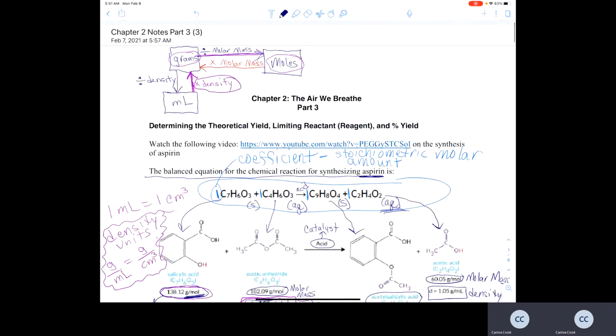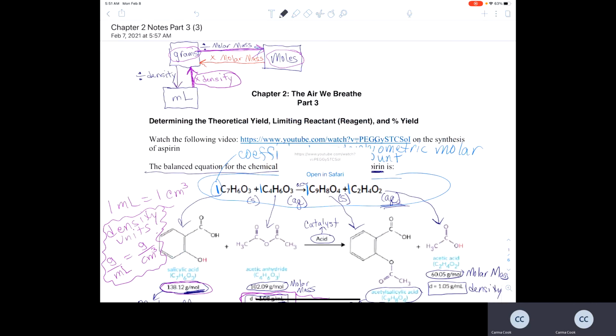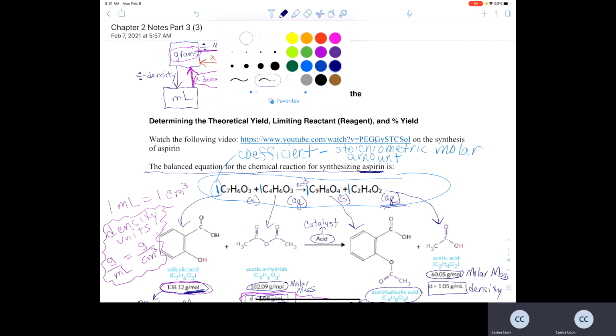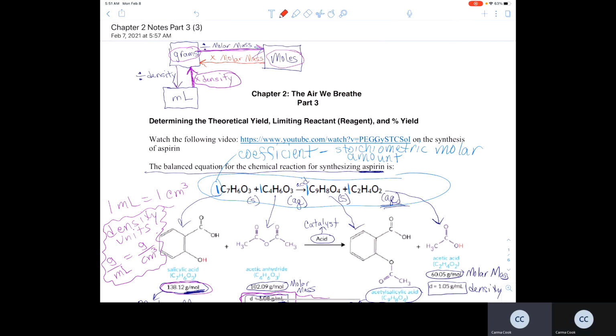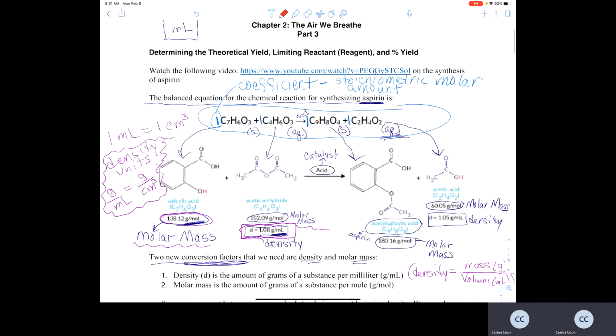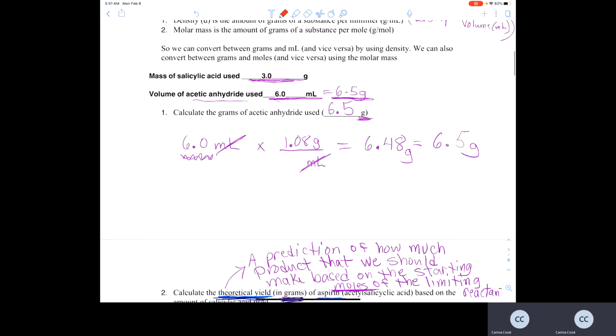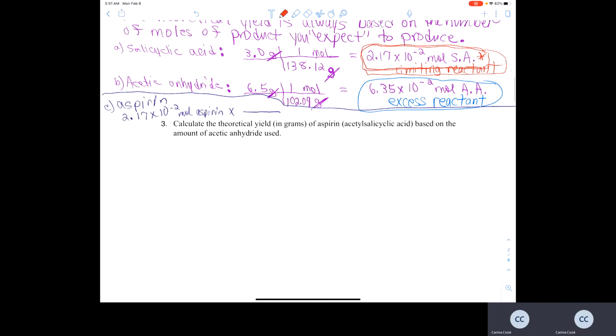And going back to our flow chart, to convert moles to grams, you multiply by the molar mass. And the molar mass for aspirin is 180.16 grams per mole. So we're going to take the moles of the aspirin that we should theoretically produce based on the limiting reactant moles.